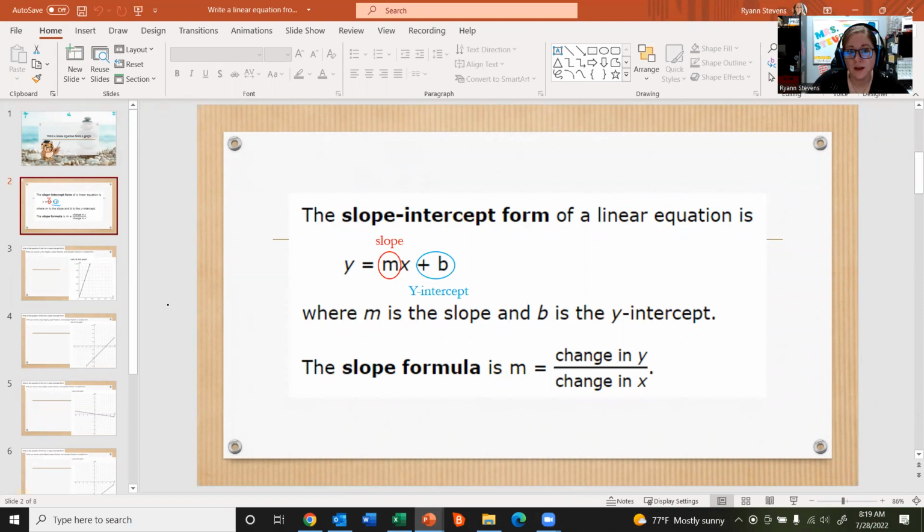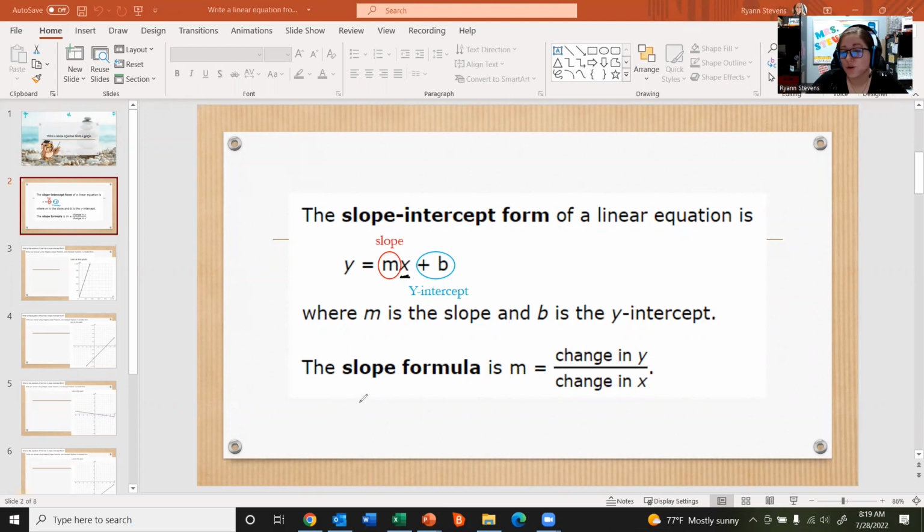The m of the equation is going to represent your slope of that line. So the number that's in front of x is your slope. And then this number that does not have a variable at the end, that is going to be your y-intercept.